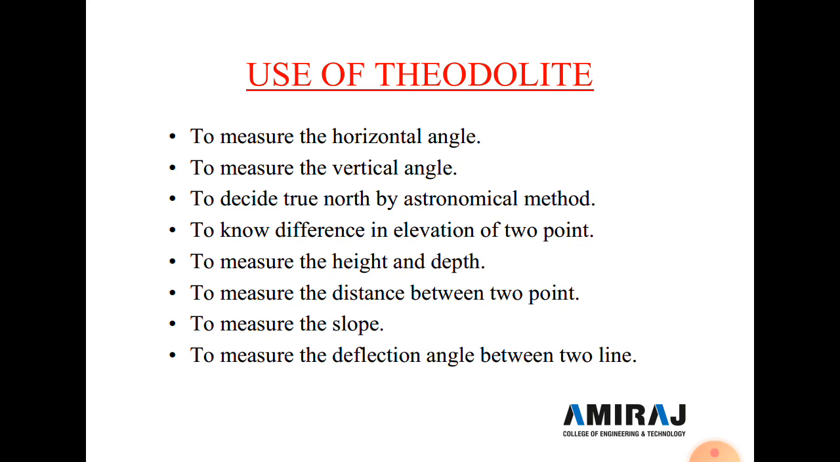Now next is the use of the theodolite. This type of question is asked in the G2 examination for 3 marks, like what is a theodolite, list the types of theodolite, and write the uses of the theodolite. A theodolite is used to measure the horizontal angle as well as the vertical angle, to decide true north by the astronomical method, and to know the difference in elevation of two points. It is measured by the vertical distance, and to measure height or depth, by using the theodolite we use mathematical steps like sin theta, cos theta, and tan theta. We measure the height or depth of a particular area, measure the distance between two points, measure the slope, and measure the deflection angle between two lines. So these are the important uses of the theodolite.